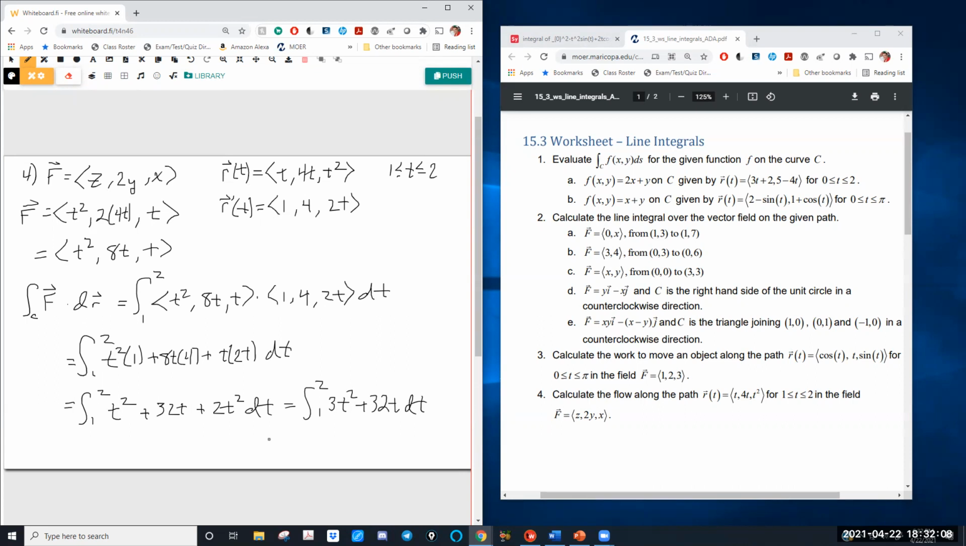Questions about that? How are we feeling about line integrals now? I remember we had two different things going on, right? We had line integrals of a function, that would be like number 1 here. And line integrals over a vector field would be like number 2.